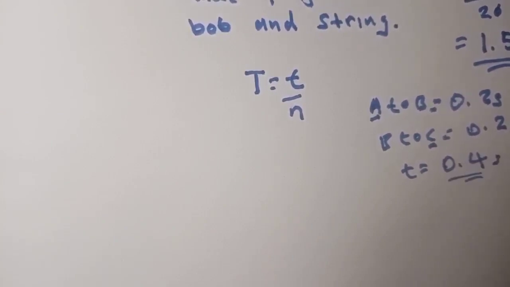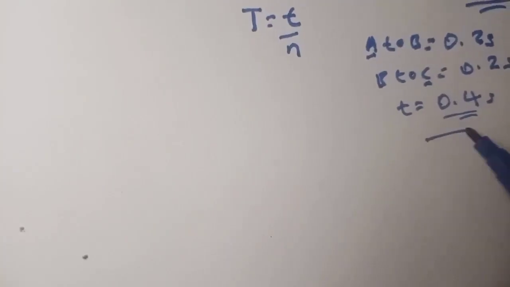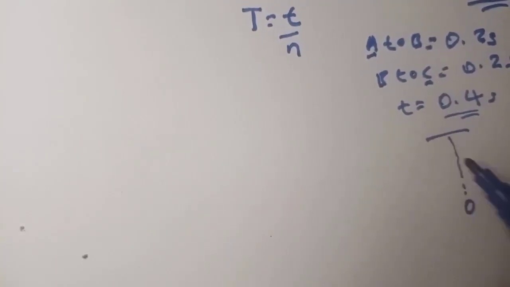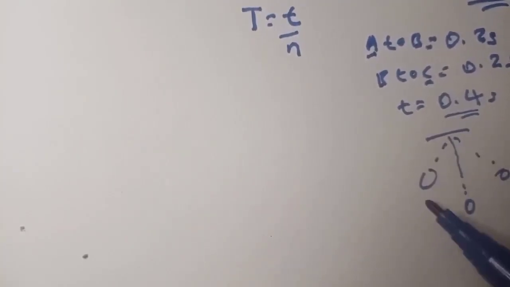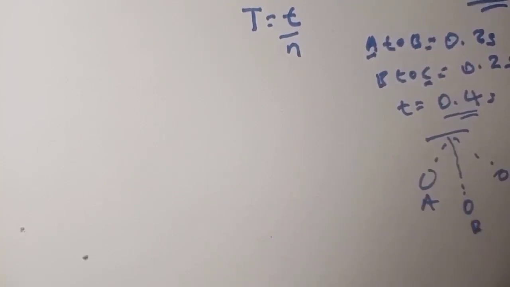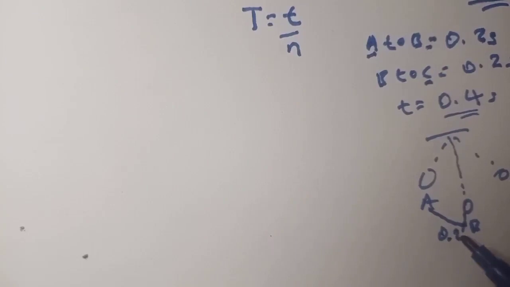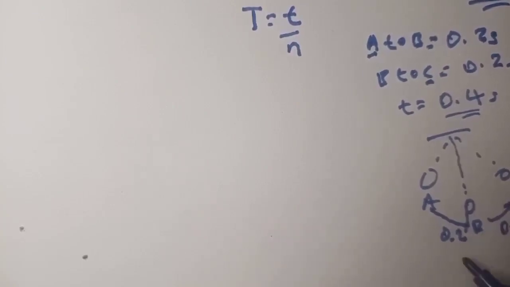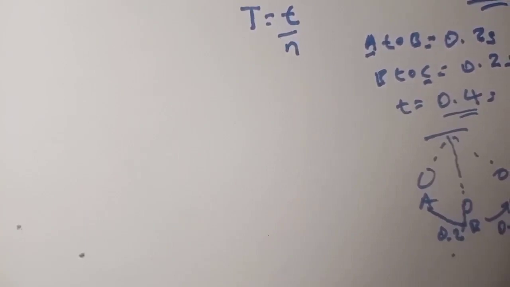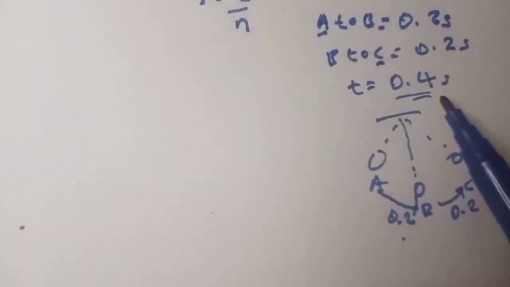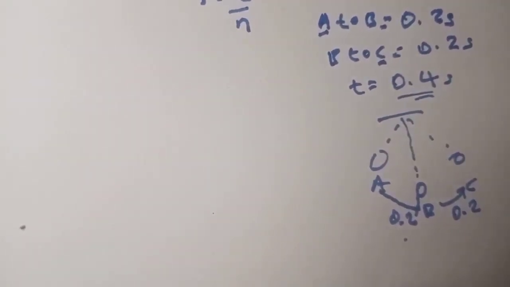Here now, what we know, you have this diagram. You have A, B, C. It moved from A to B, which we are told is 0.2 seconds. So to find B to C again, it will take 0.2 seconds. So you add 0.2 and 0.2. That's how we found 0.4.